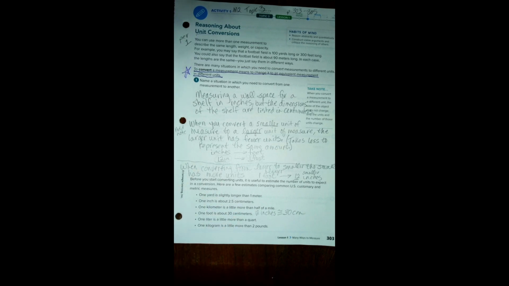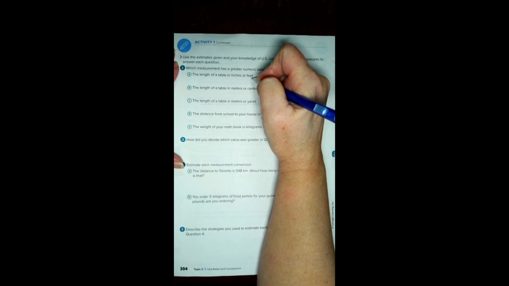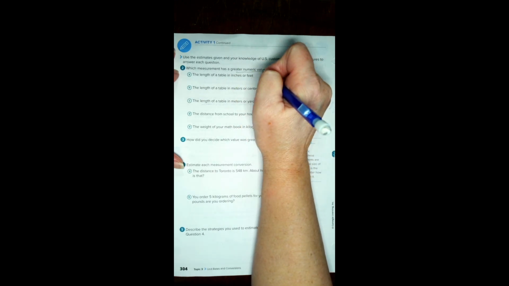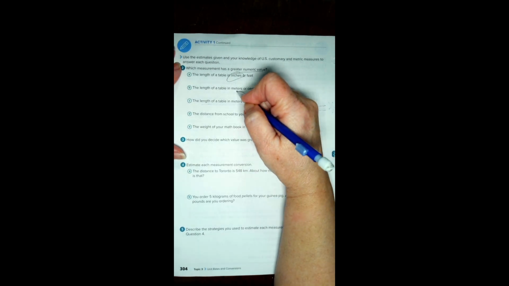Okay, moving on. Page 304. Use the estimates given and your knowledge of U.S. customary and metric measurements to answer each question. Which measurement has a greater numeric value? The length of a table in inches or feet? So inches is smaller, feet is larger. So we always said that the smaller is going to have the greater number. So inches. The length of a table in meters or centimeters. Meters is larger than centimeters, so centimeters will have a greater numeric value.